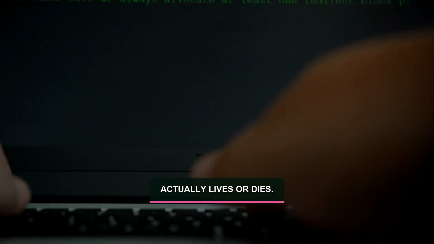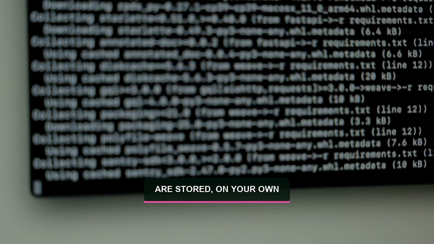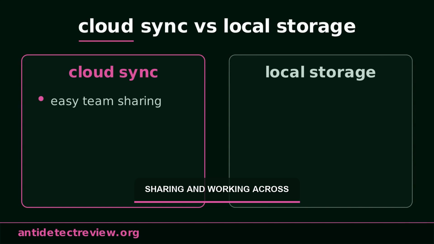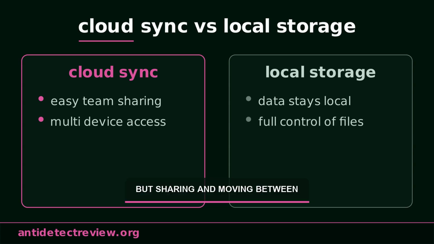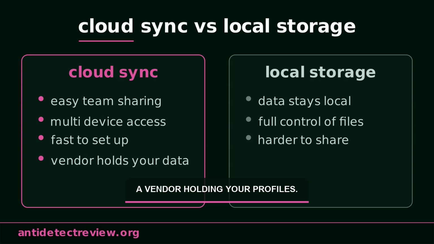Unglamorous, and it is where scale actually lives or dies. And the ideal fork in the road is where your profiles are stored: on your own machine or synced through the vendor's cloud. The cloud approach makes team sharing and working across several devices genuinely easy. But you are trusting the vendor to hold your profile data. The local approach keeps that data on your own hardware, which some operators prefer, but sharing and moving between machines get harder. Neither is universally correct, and anyone who tells you their storage model is simply the safe one is selling. Match it to whether you need a team, whether you move between machines, and how you feel about a vendor holding your profiles.